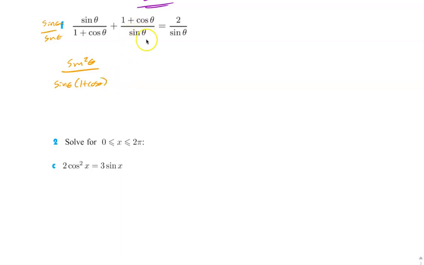How about on this side? Well, it has a sine, but it doesn't have the 1 plus cosine. Let's multiply by 1 plus cosine. So I get 1 plus cosine squared, which I might need to simplify later, over sine times 1 plus cosine. Now let's put it all in one denominator. So it's sine theta times 1 plus cosine theta. And on top I have sine squared plus 1 plus cosine squared.